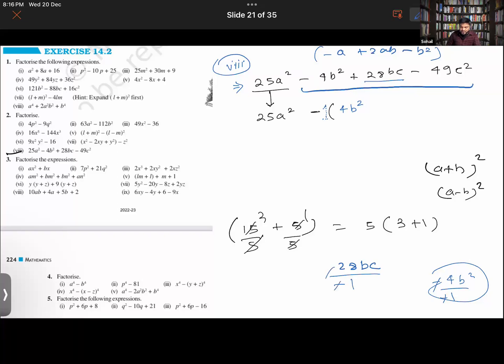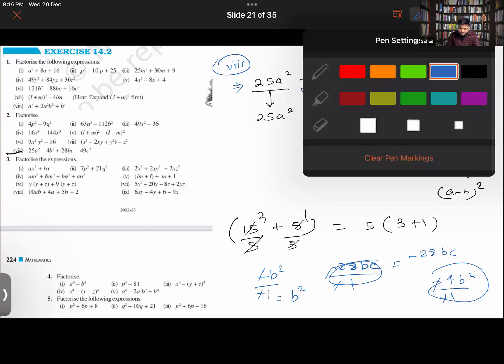So thereby it becomes minus 28bc. Similarly, minus b square, here also I will be taking minus 1 common, so I will have to divide by minus 1. So thereby it will become plus b square. Are you guys actually getting this thing or not? Or just saying yes, sir? Getting it now? Okay.